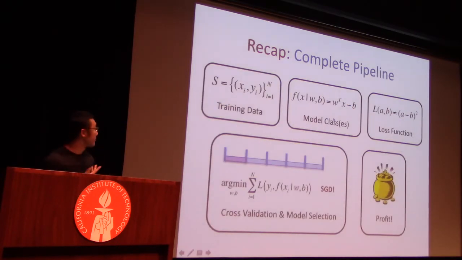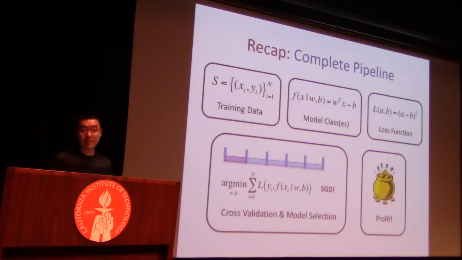And so the complete pipeline is your training data, you choose a model class or multiple model classes, which we'll talk more about in the next lecture. We have a loss function. We set up a training problem. We train using stochastic gradient descent. We talked about that in detail in the previous lecture. We do things like cross-validation in order to achieve two things. One is to give a measurement of the error on the test distribution. That's what validation allows us to do. And it also allows us to do something called model selection, which I'll talk about in the next lecture when we're dealing with multiple model classes.